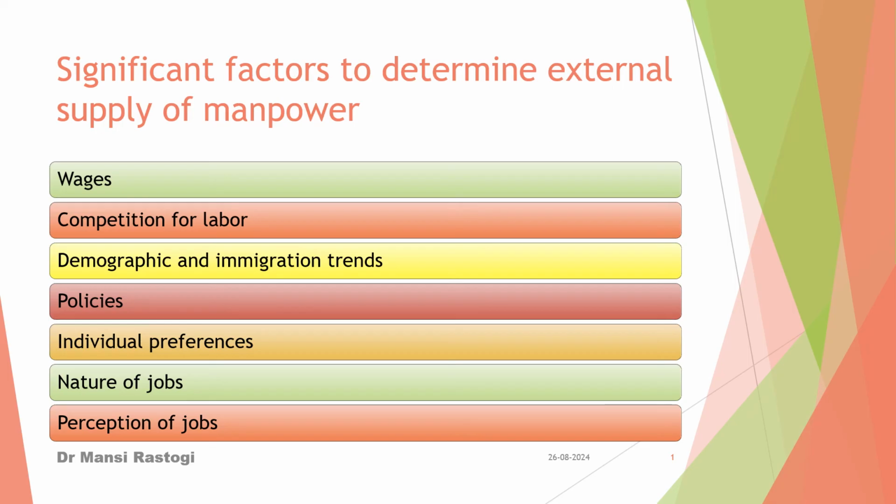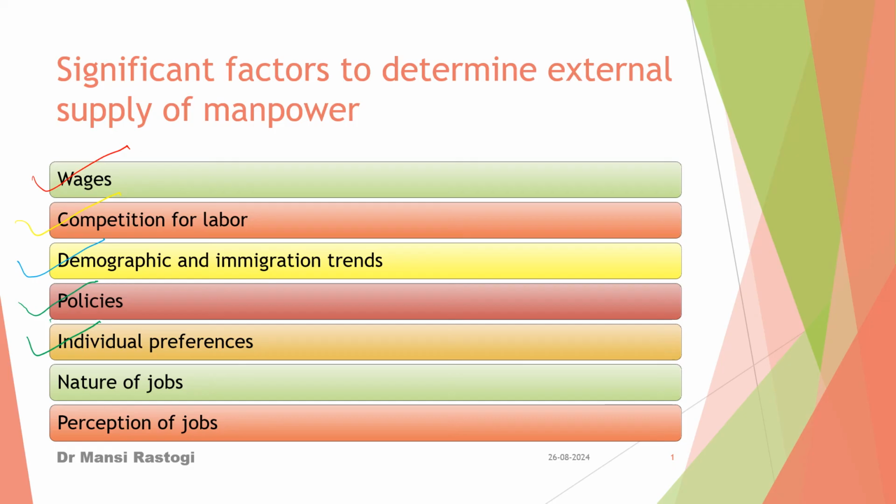Then what are the significant factors that determine the external supply of manpower? So number one is your wages. Wages need to be very competitive. The second one is competition of labor, which means the competition as per the location. Then the demographic and immigration trends. The fourth one is what different kinds of recruitment policies the organization or the state government or the particular country is using. Then individual preferences.